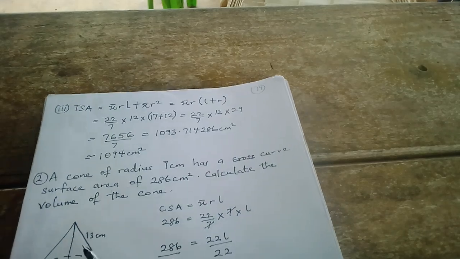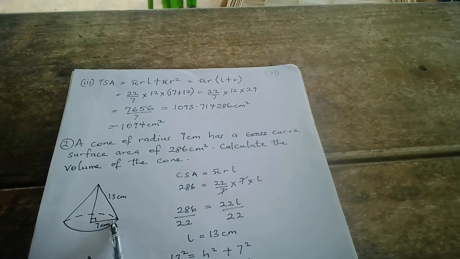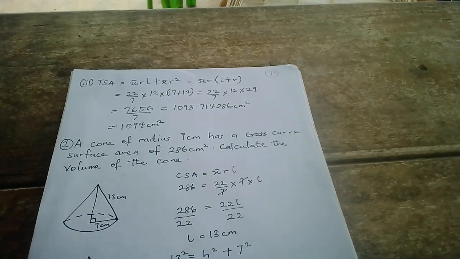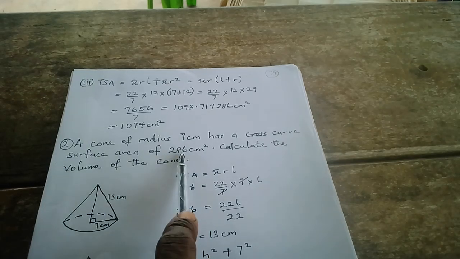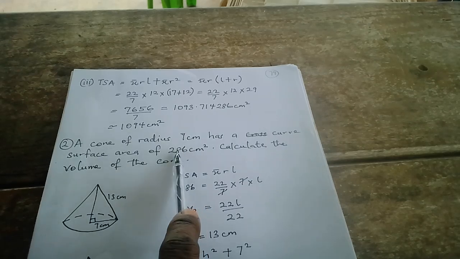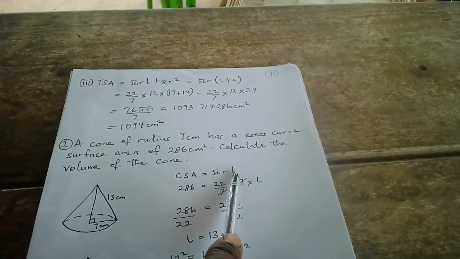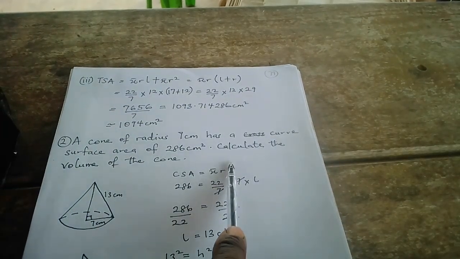Now, this is a cone. They said the radius of this cone is 7 centimeter, and we are given the curved surface area. We don't know the slant height of the cone, this side. Since we are given the formula for the curved surface area, which is pi r L, from there you can get the slant height, this side of the cone, which is L.